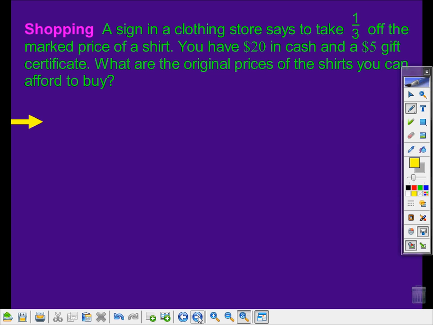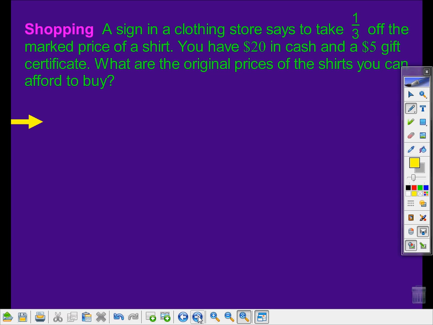All right. A sign in a clothing store says to take 1/3 off the marked price of the shirt. You have $20 in cash and a $5 gift certificate. What are the original prices of the shirts you can afford to buy? Okay, so thinking slowly. You have $20 in cash and a $5 gift certificate. It is 1/3 off the marked price of the shirt.